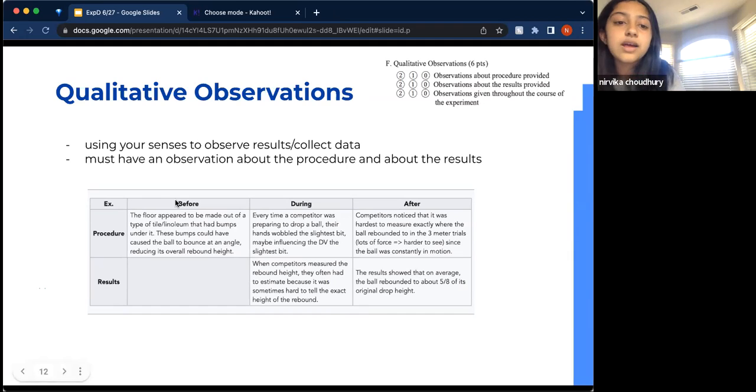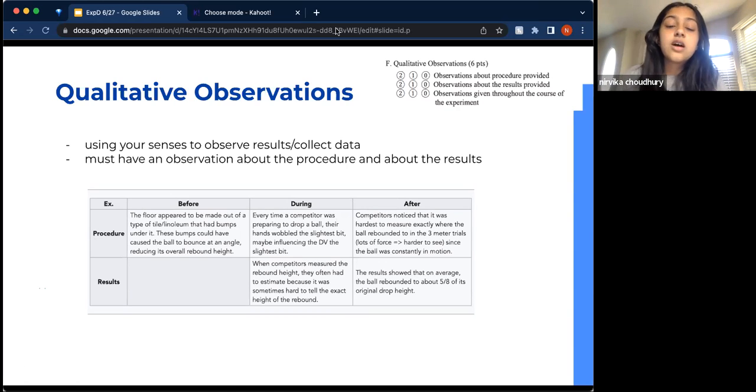So that's kind of why this graph was made. You can see there's a section for procedure and there's a section for results. So we say what is before, what is during, and what is after. We can't say what is before the results because there's nothing to say about. And then the observations are given throughout the course of the experiment, which is why it says before, during, and after. So whenever we're making qualitative observations, it's a good idea to make this kind of table because you're basically following exactly what the rubric is telling you to do, so you won't miss any points.